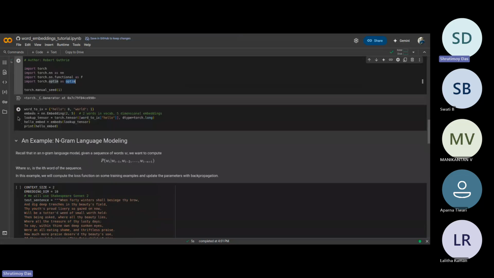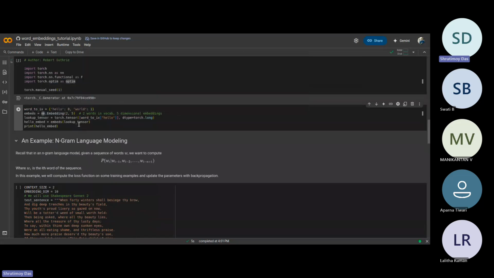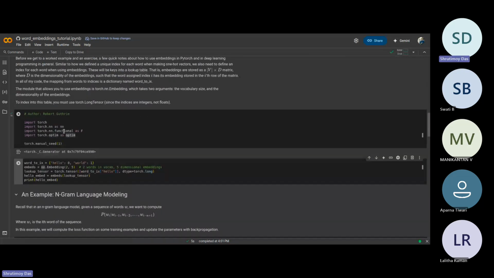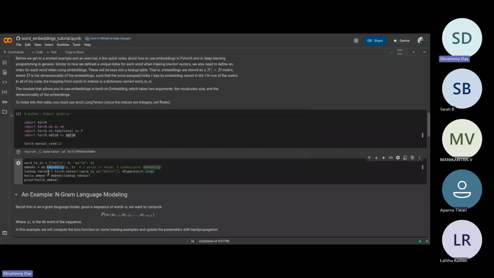So here is a simple example. We're just saying that I have two words, hello and world, and my word hello is at index 0 and world is at index 1. Then in torch nn, there is this function called embedding. That will create your five-dimensional embedding. So you have two words, hello and world, and you'll have a five-dimensional embedding for each word.